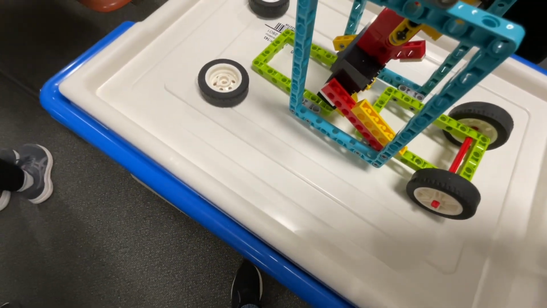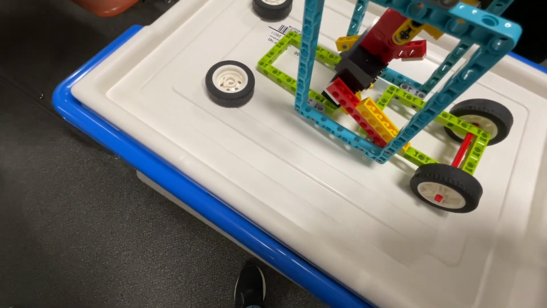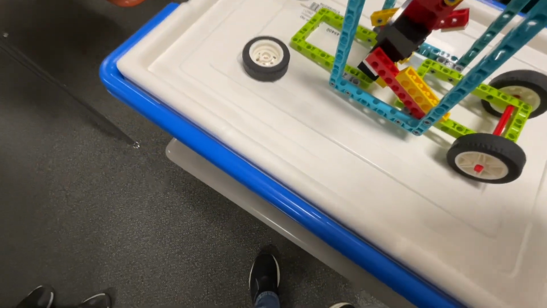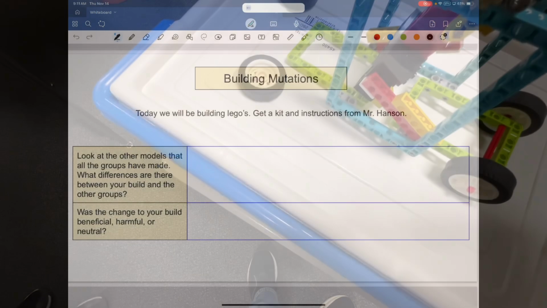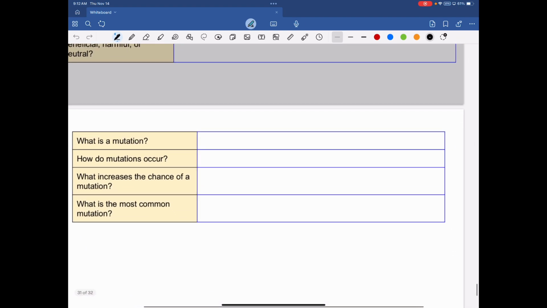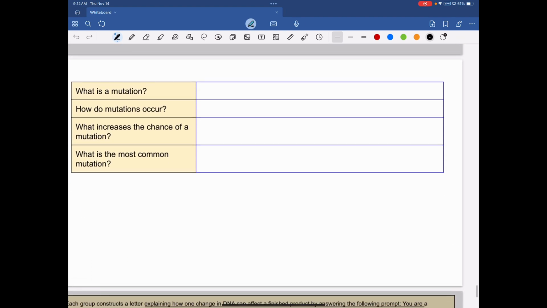So we see these mutations take different types, right? And that we see those mutations can occur with translation or transcription. Does that make sense? Sweet. All right. So we've gone through, you looked at the other models of the different groups and noticed the difference between yours and stated whether or not it was helpful or harmful. Okay? We discussed what a mutation is. Let's reiterate. What is a mutation?